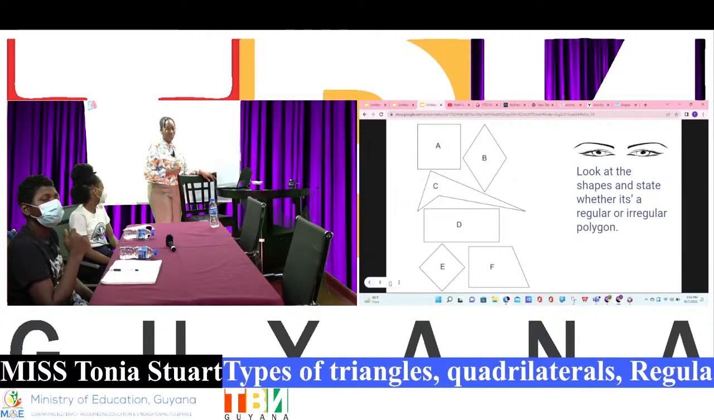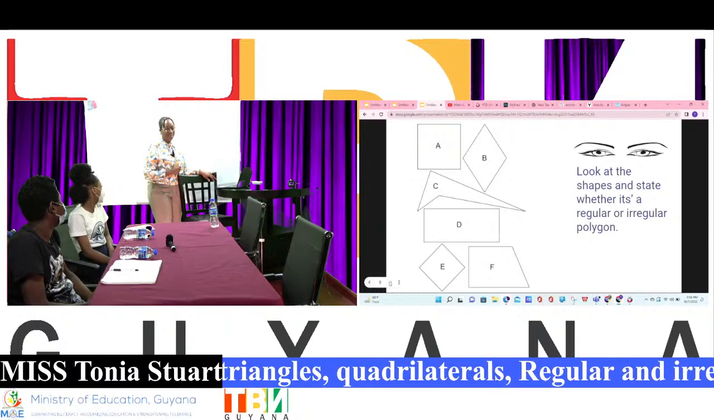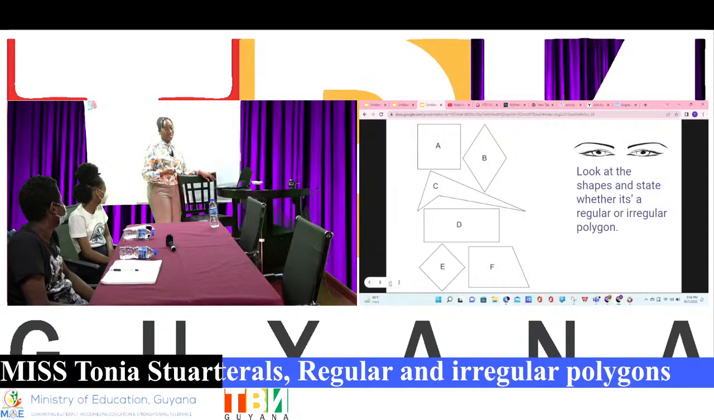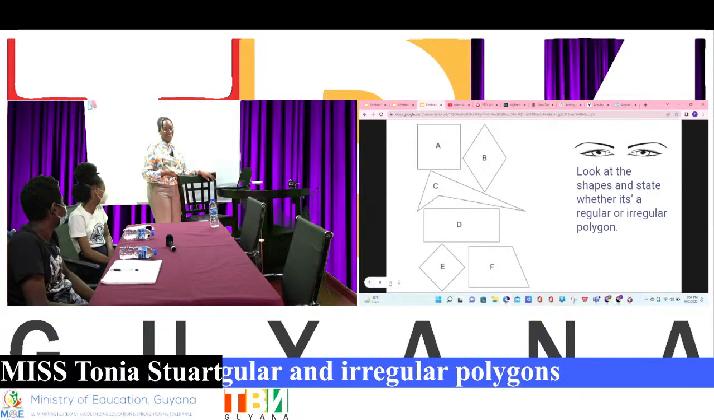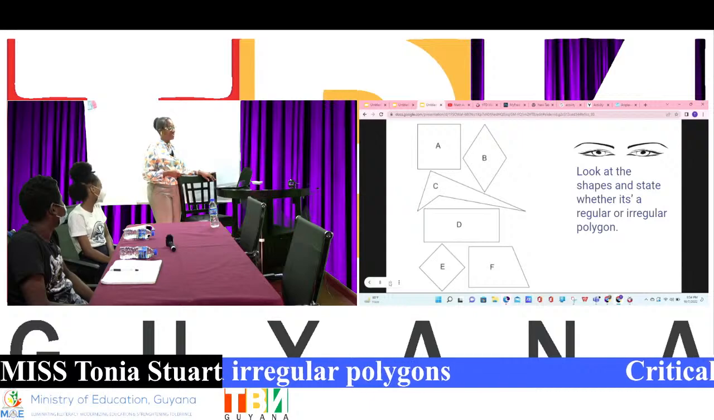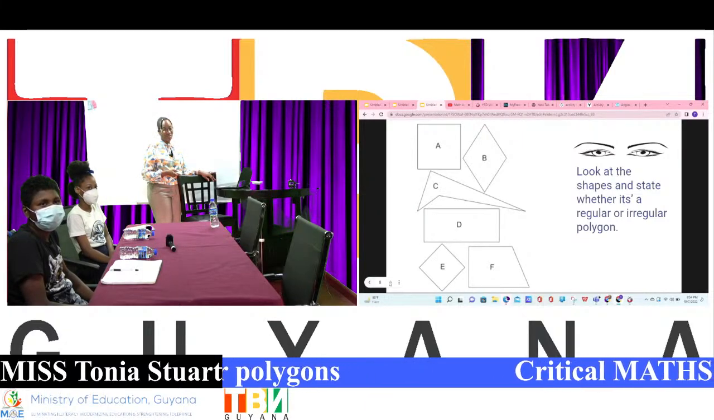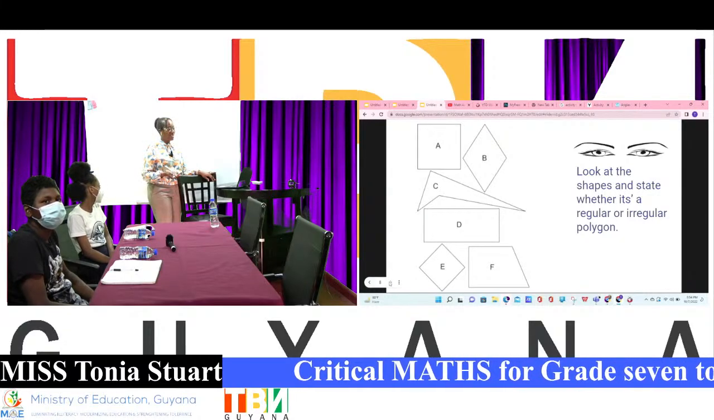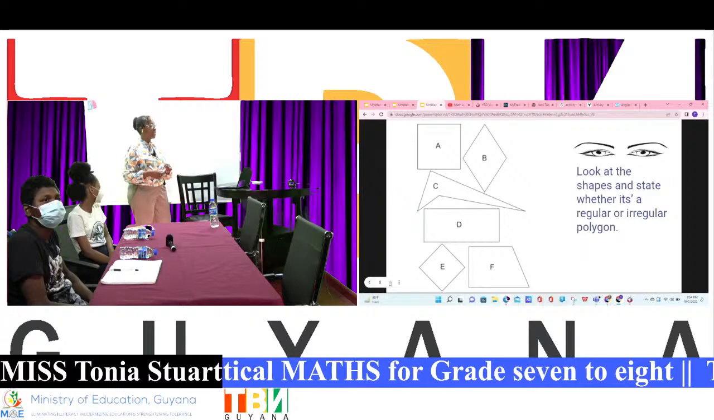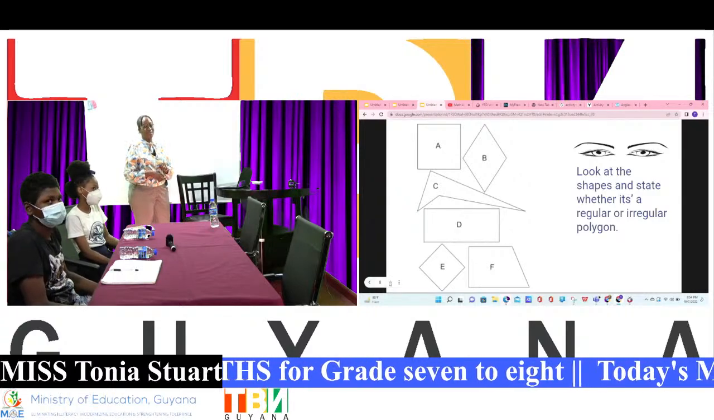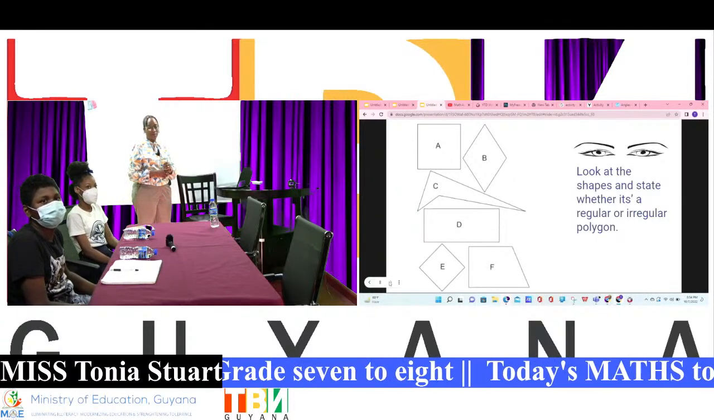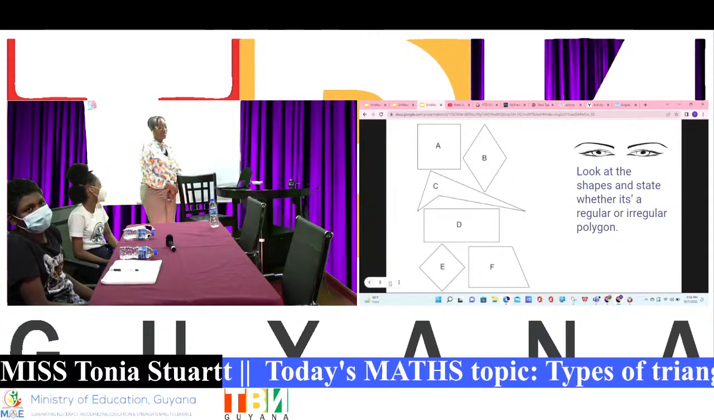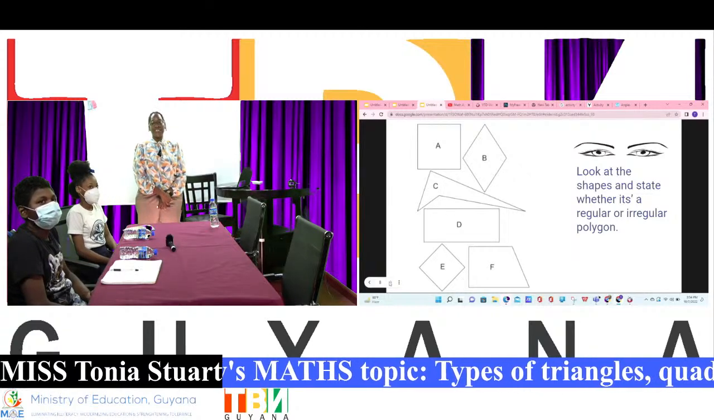What do we know about a quadrilateral? It has 4 sides. 4 sides, but it does not mean that the 4 sides are equal, right? It just has 4 sides. Good, so we can identify C as a quadrilateral, but it's not a regular one that we would normally see. However, is it a regular or an irregular polygon? Irregular. Why? Because no sides are equal, and no angles are equal. Great, so let's look at D.